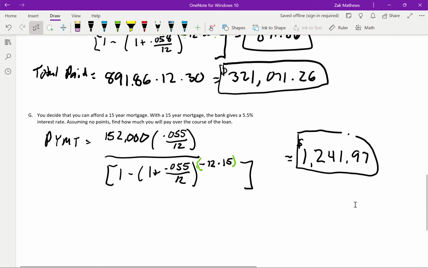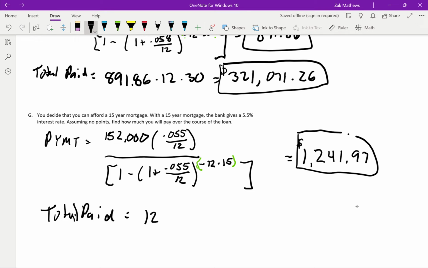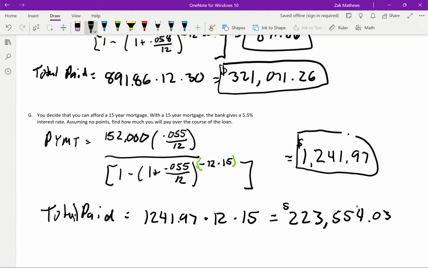So let's now calculate how much we will pay. Total paid. And so I have a payment of $1,241.97. I'm paying that every month. So times 12 times 15 this time. And when we do this calculation, we get $223,554.03. That's significantly under where we were before.